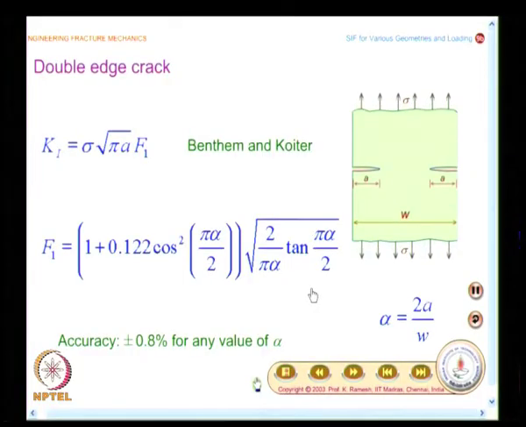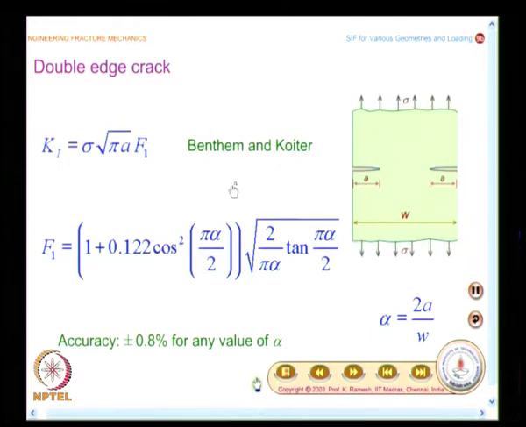See, in the last class we had looked at stress intensity factor for the center cracked specimen as well as a single edge notched specimen. Now you have the solution for double edge crack. This is a finite specimen, and here again you have the definition of K1 as sigma root pi a multiplied by the function f1, and you will find several people have given the function f.